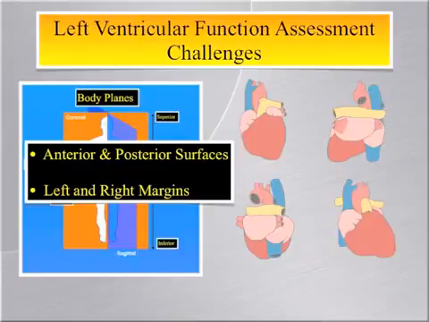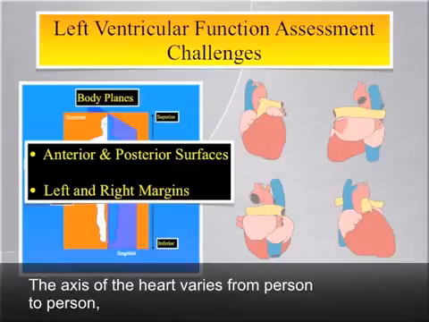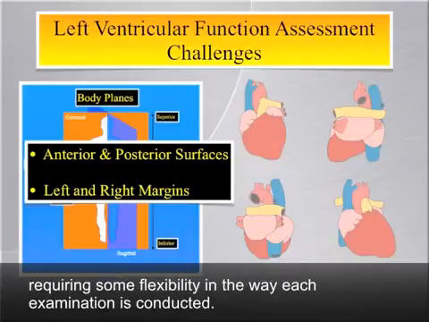Note that the vena cava is oriented in a vertical plane, while the heart sits at a forward and downward angle in the chest. Complicating things further is that the axis of the heart varies from person to person, requiring some flexibility in the way each examination is conducted.